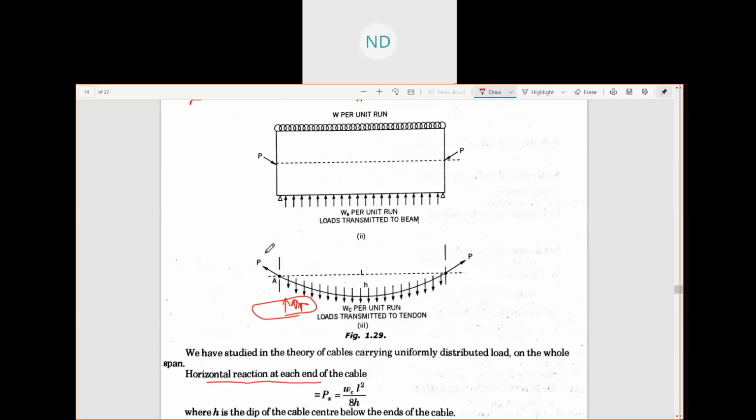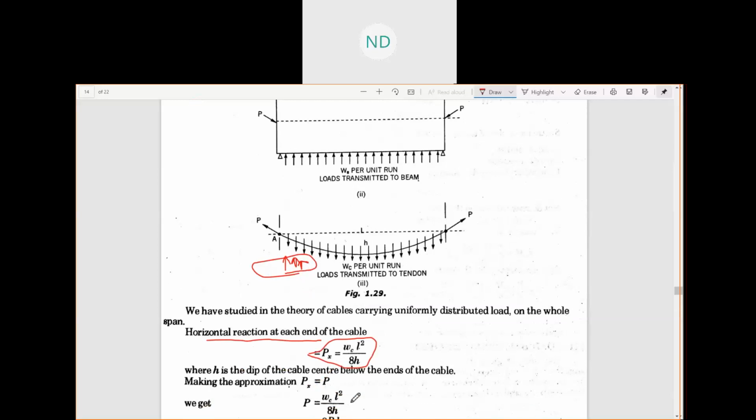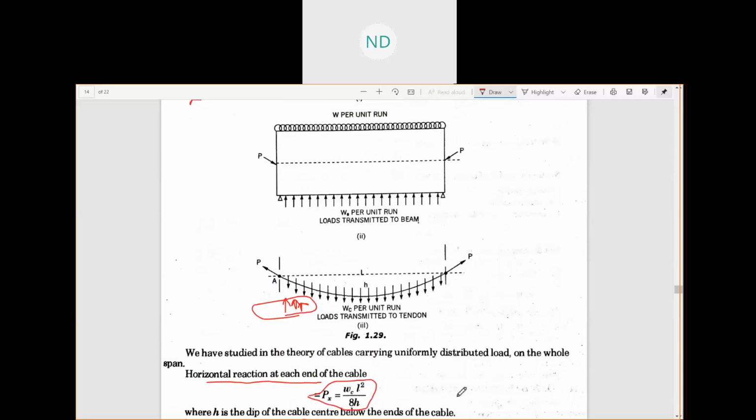Whenever you have a cable, there is a horizontal reaction, which is given by Px equal to Wc L square by 8h, where h is your dip of the cable center below the ends of the cable. This one is your h, which is known as your dip. This portion, how much depth or dip it is.